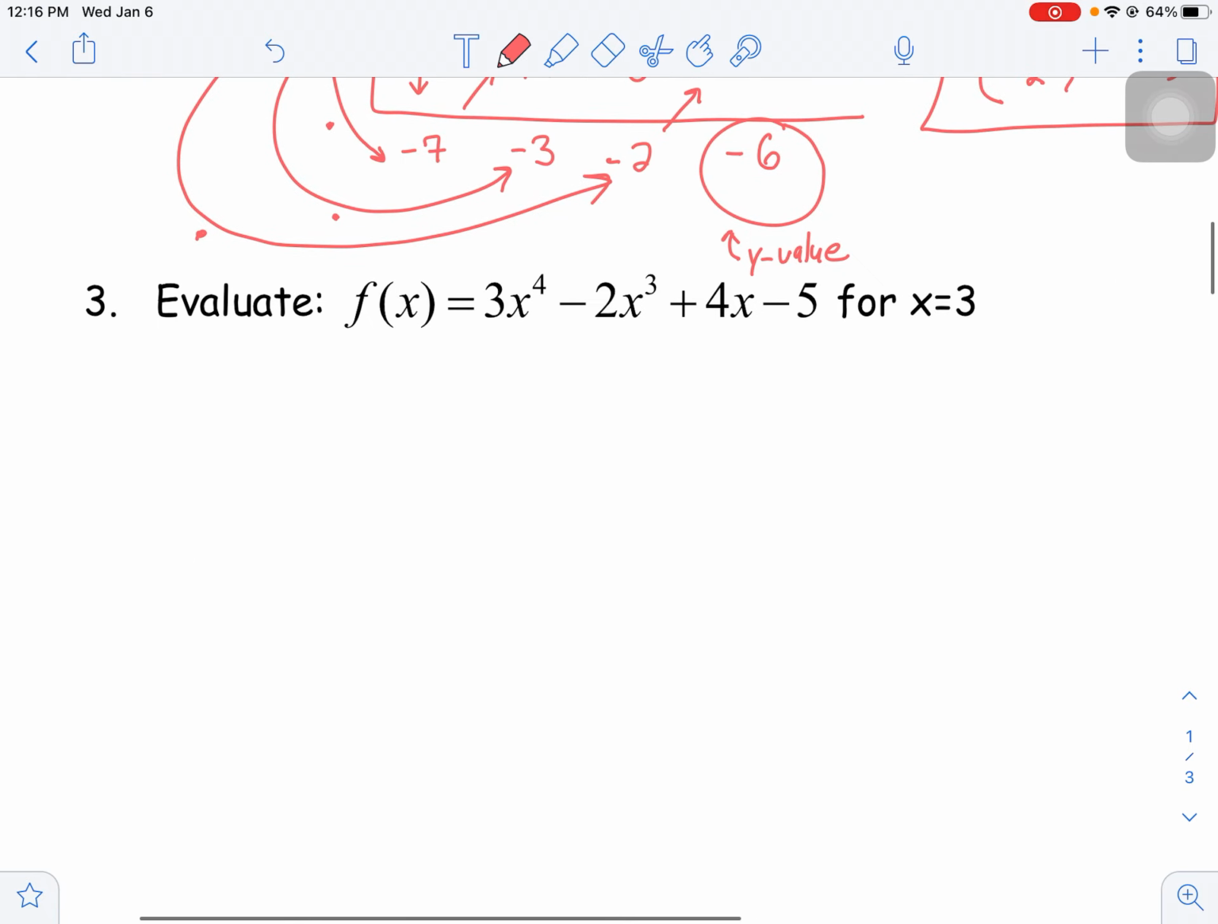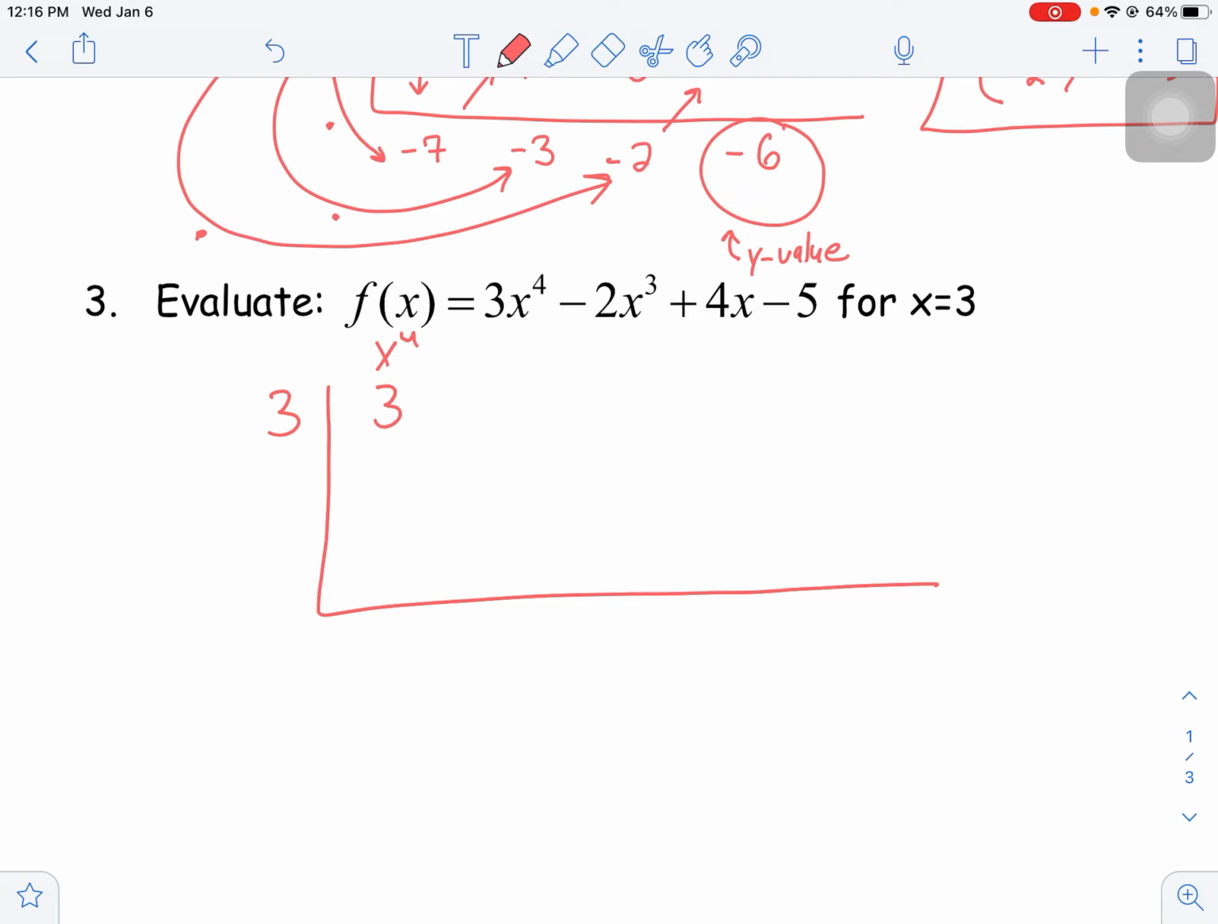So let's run through example number 3 here. So this is telling us to evaluate x equals 3. So we're going to go 3 here. So this time x to the fourth power is the highest. So we start with 3. This is x to the fourth. And then we have negative 2.